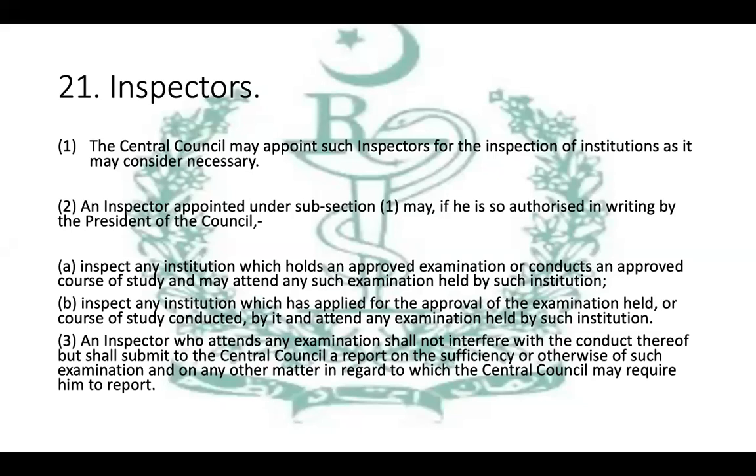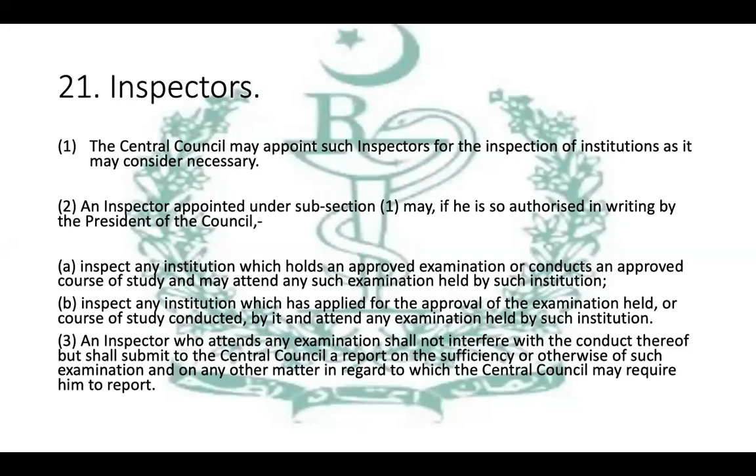Then they must be authorized in writing. Then they have to inspect only the facilities which are approved by the council, whether it is a degree program, a certification program, an MPhil program, or a PhD program. They inspect these facilities. So if someone has applied for a new examination, new facilities, they can also examine that one.